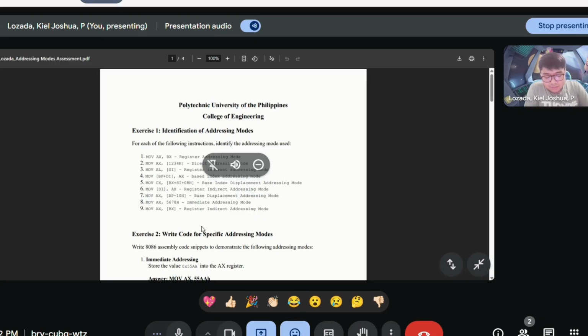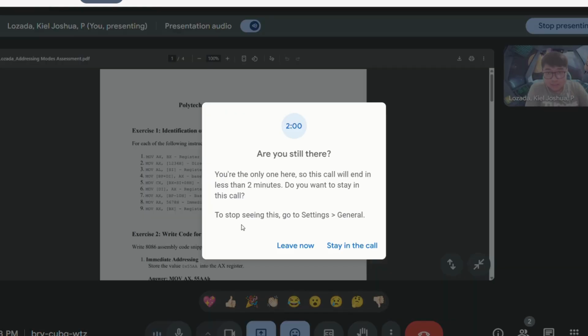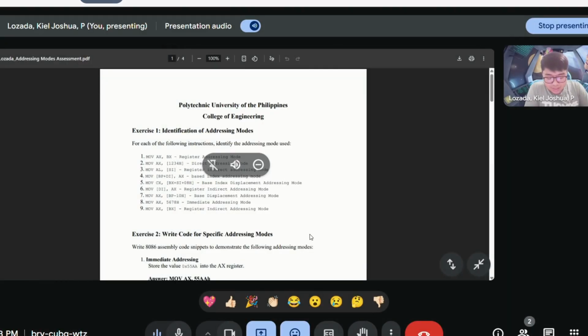Then for number 9, MOV AX, [BX] is an example of register indirect addressing mode because this is where the memory address is taken from BX, and this mode also allows access to any memory location through an offset address.